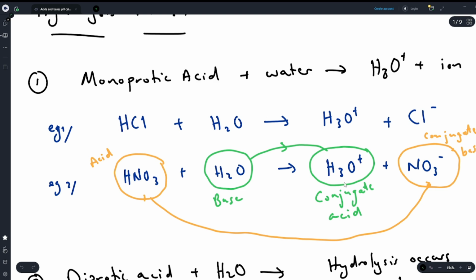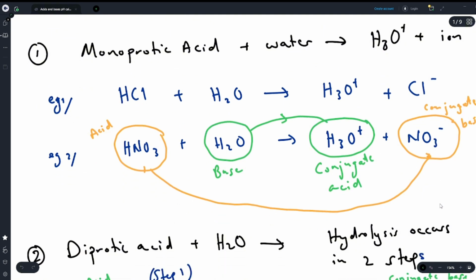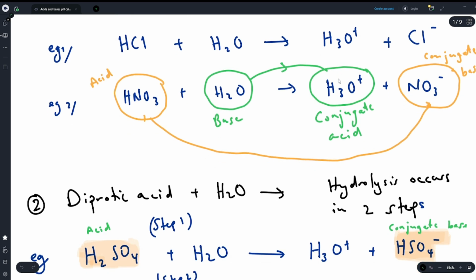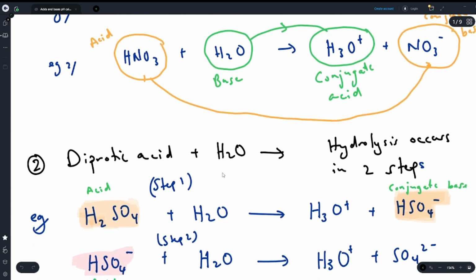That means that if H3O+ has to be involved in a further reaction, like if you take this H3O+ out of the solution and use it in another reaction, it would act as an acid. And the NO3-, if you took it out of the solution and used it in another reaction, would act as a base. So, conjugate acid, conjugate base. Right? So that was the hydrolysis for a monoprotic acid. Let's do the hydrolysis for a diprotic acid.